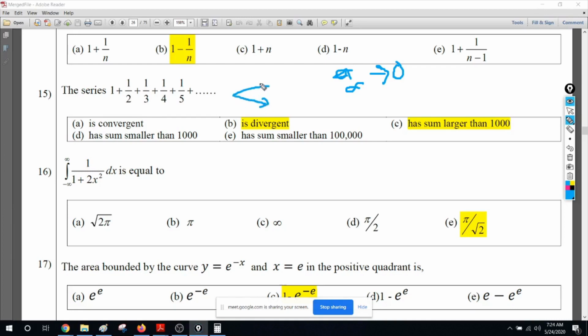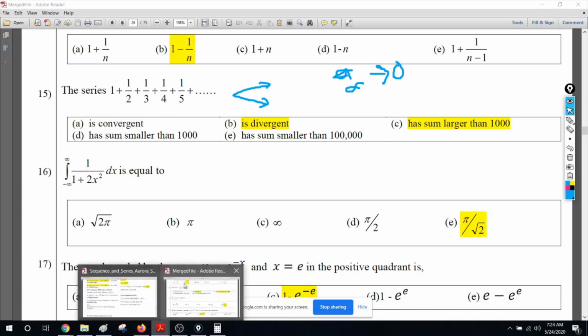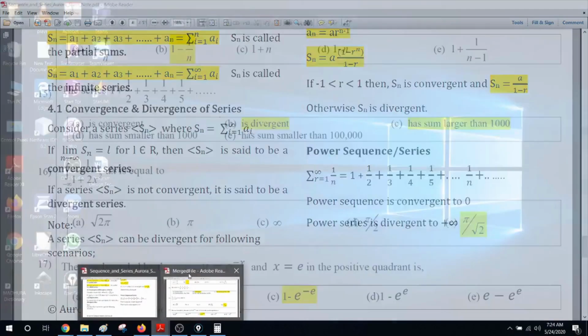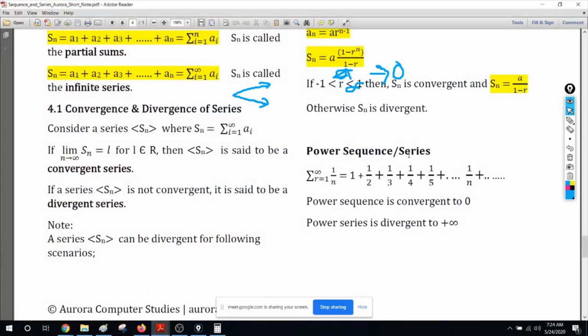Now we have to check what kind of series it is. First thing you have to look at is whether it's a geometric sequence or series where r is between -1 and +1. Obviously no. But you can see that it is the series that we discussed last, the power series. We know that for the power series, though the sequence is convergent, the series is divergent.